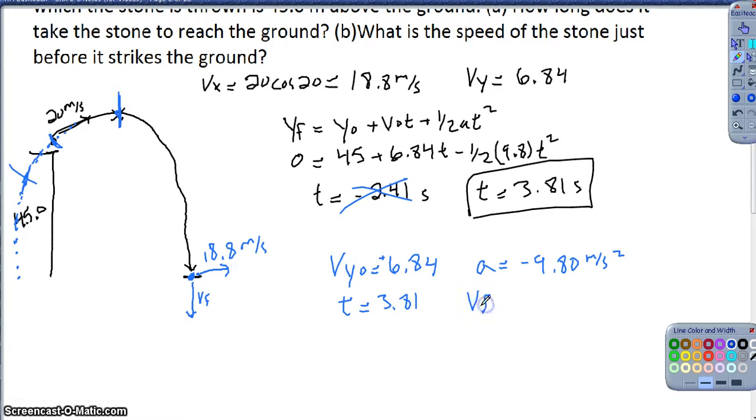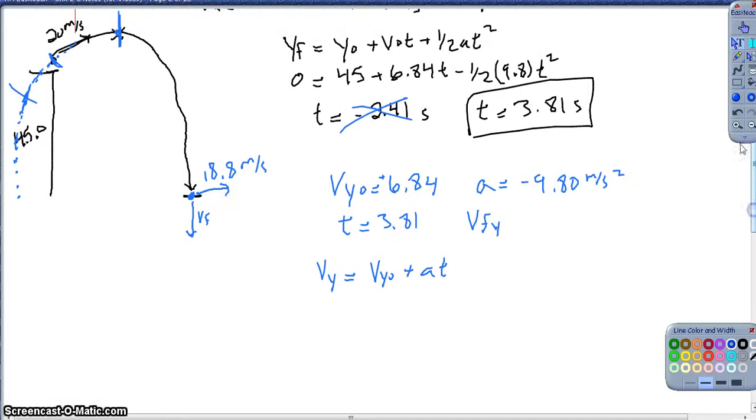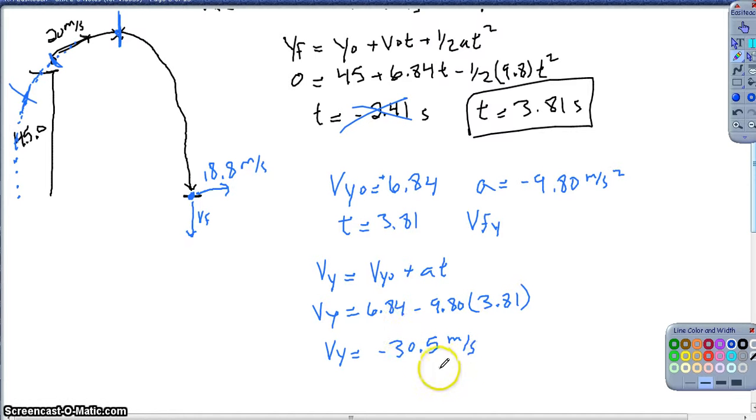So if I'm looking for the final vertical velocity, I'm just going to use my velocity as a function of time, right? I'm going to use this one because I know 3 of those 4 measurements. So I'm going to plug in my initial velocity of 6.84, my acceleration of negative 9.80, and the time that I just found, no matter what I got from part A, that's the time I'm sticking with. So I'm going to plug in those measurements, and now I find my final velocity to be about negative 30.5 meters per second. Okay, so when I calculate that, I get about negative 30.5.